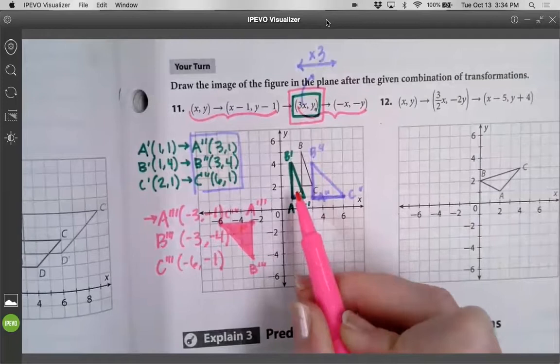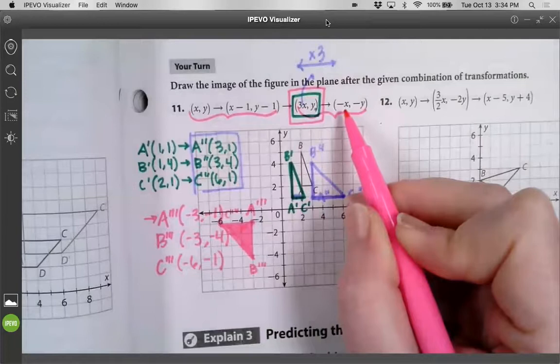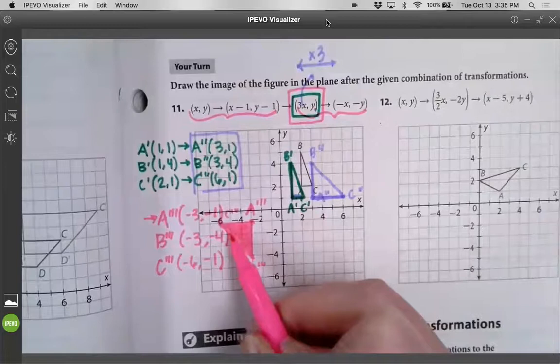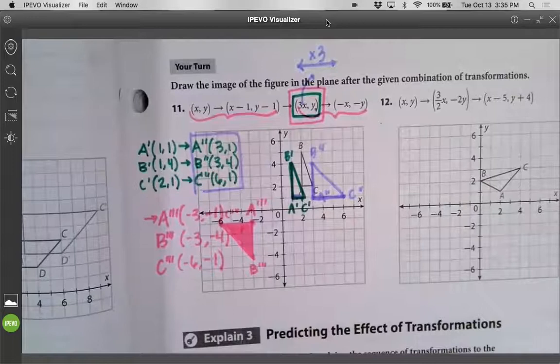However, on our next one, we just performed a rotation. So that rotation does produce a figure congruent to the one before it. So our final result, our pink triangle, is the same as this one. That, in a nutshell, is sequences of transformations with more examples than you probably needed.